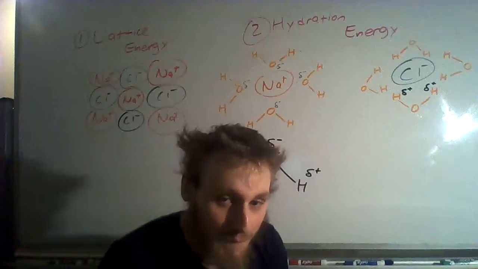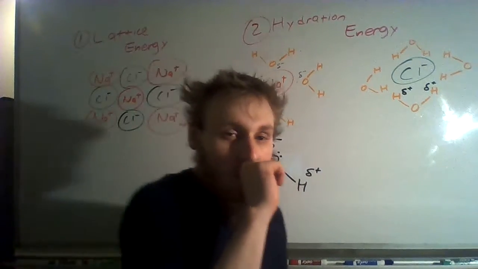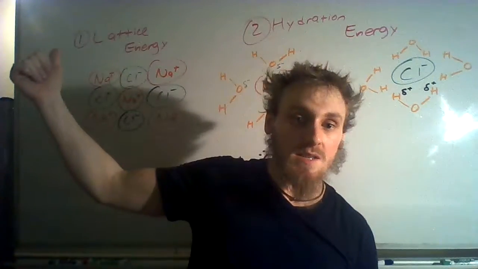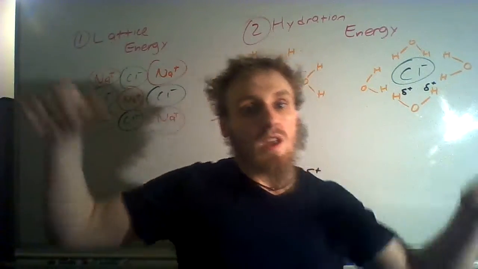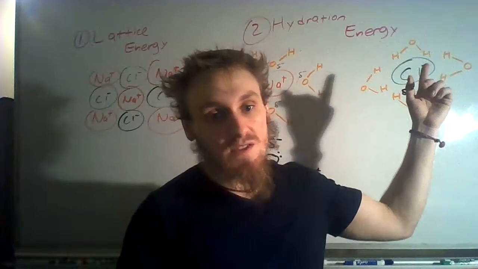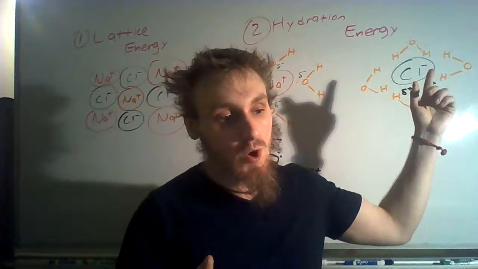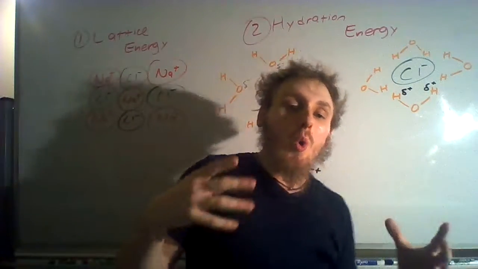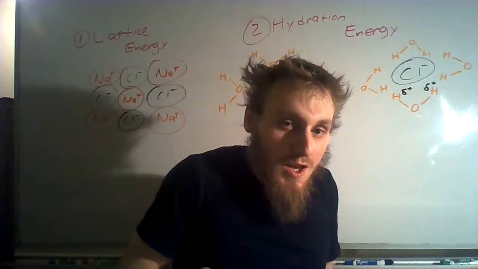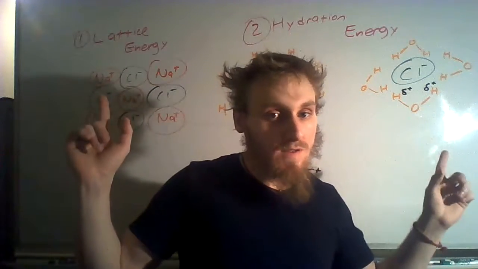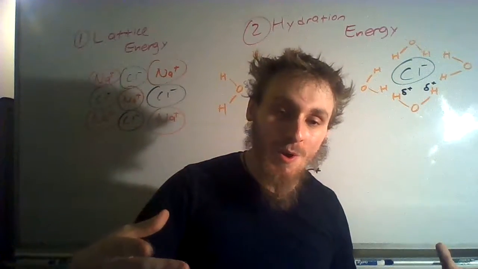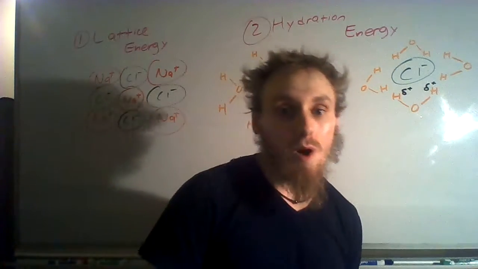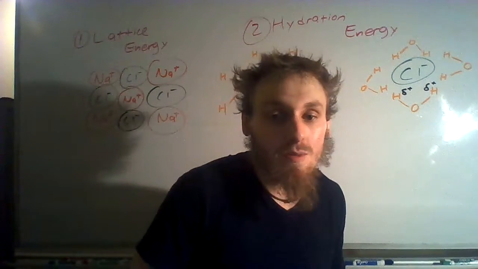Now, here's a question I have for everyone watching this. These two energies are opposite in sign, right? Lattice energy tends to be positive. Hydration energy tends to have a negative sign associated with it. So with these opposite signs, just consider the magnitude again. What would happen if the magnitude of these two respective energies were the same? What would you expect? Would you expect the ionic compound to be soluble, partially soluble, probably not soluble at all?